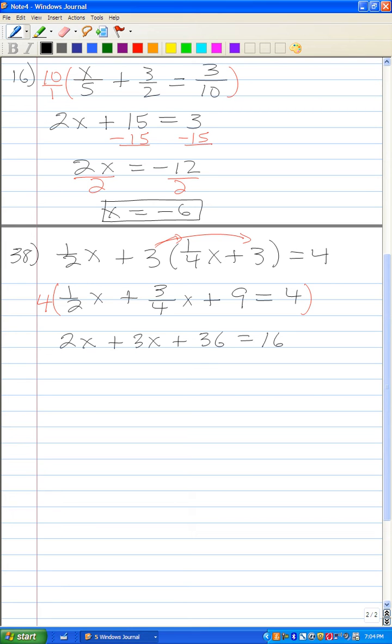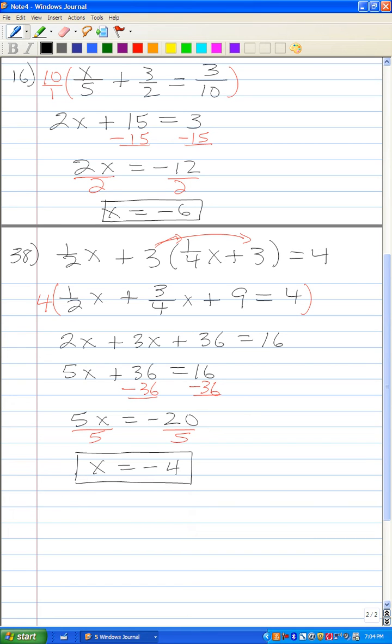2x plus 3x is 5x plus 36 equals 16. Let me subtract 36 from both sides of my equation. So by the additive property of equality, I have that 5x is equal to -20. Let me divide both sides of my equation by 5. So x is equal to, negative divided by positive is a negative, 20 divided by 5 is 4. So x is equal to -4.